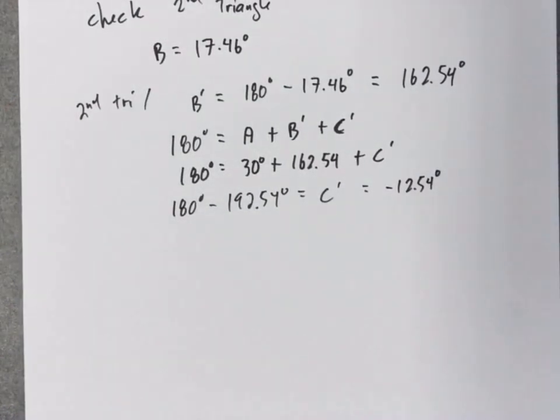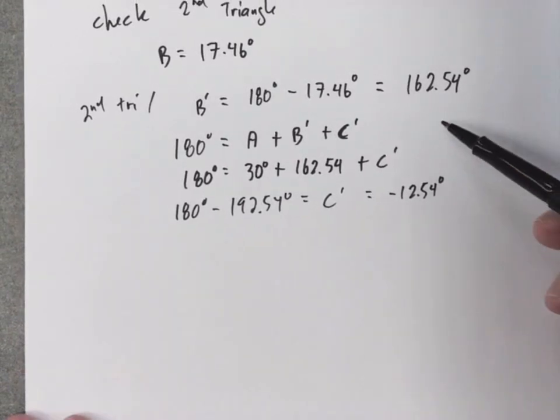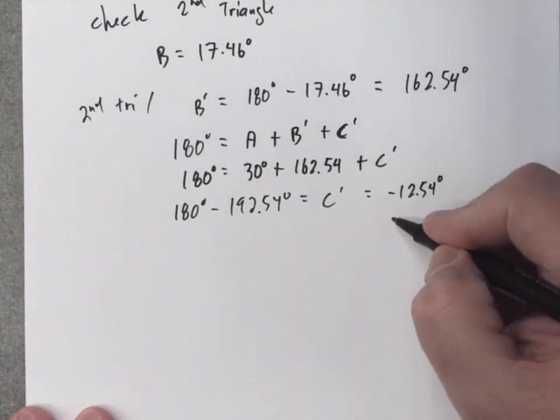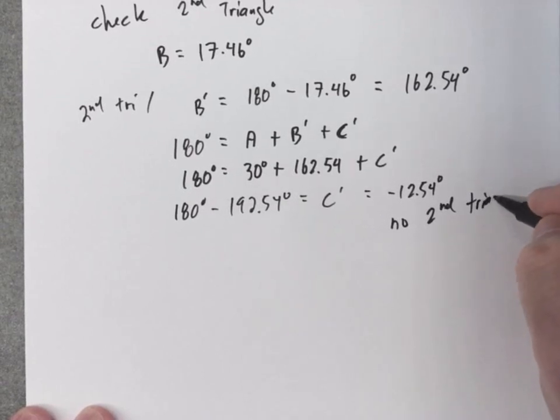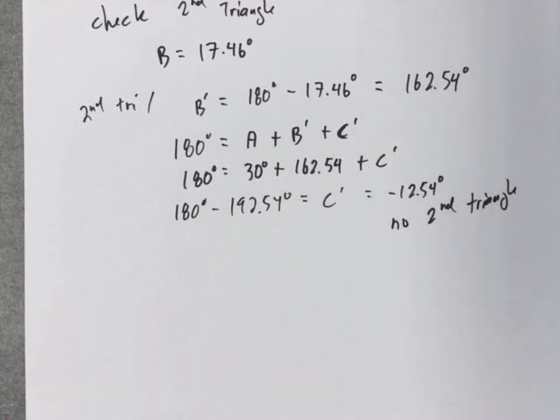And look what it ends up being: negative 12.54. Well, we can't have a negative angle for these triangles. So therefore, this tells me there is no second triangle.